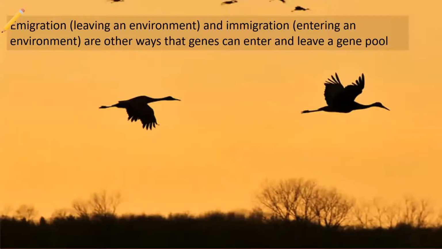So let's talk about immigration and emigration. Emigration is leaving an environment. Immigration is entering an environment. They are other ways that genes can enter or leave a gene pool. Most of you have probably heard immigration, which has to do with coming into a country. These birds, of course, are emigrating. So if these birds flew south and found some different birds and had offspring there, then they're bringing new genes to that gene pool. They're adding to that gene pool.